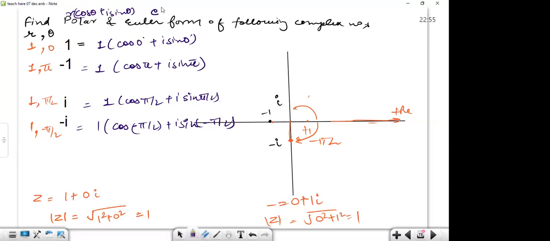Euler form is simply e raised power sorry, e raised to power, please respond laptop. It's responding somewhere else.